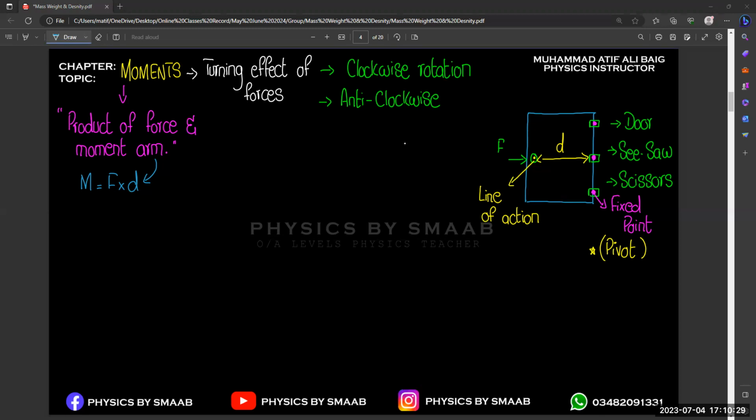Because when we solve questions, different lengths are given in the diagram, so it is very difficult to identify that. That's why moment arm is a separate term. The concept of moment arm is something different from length, right?